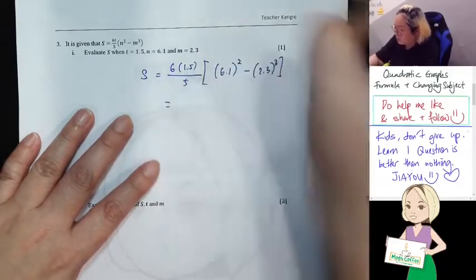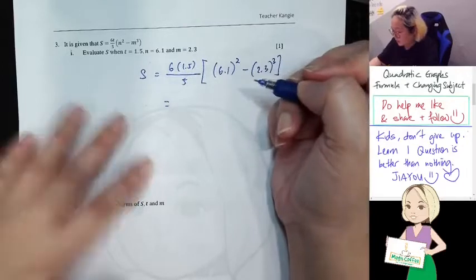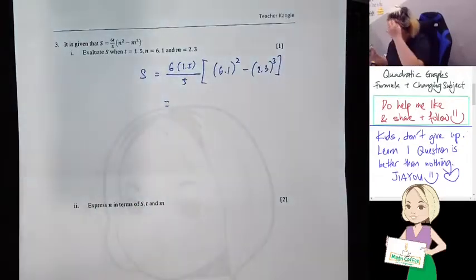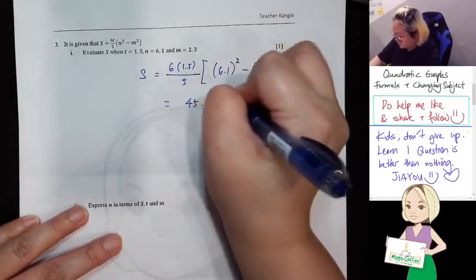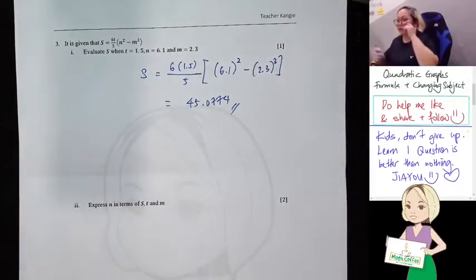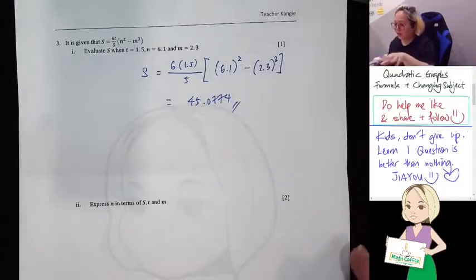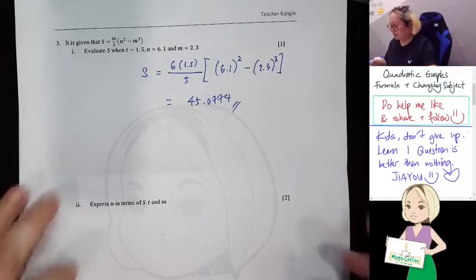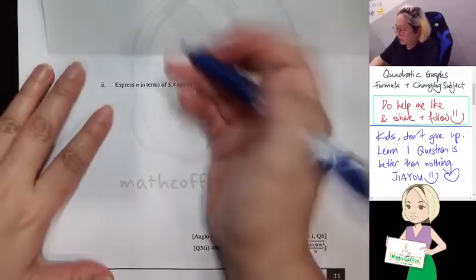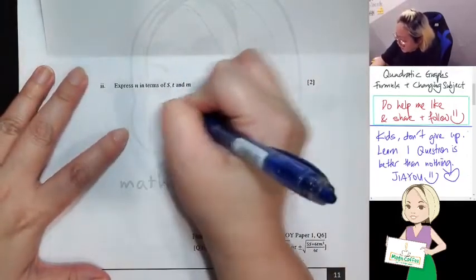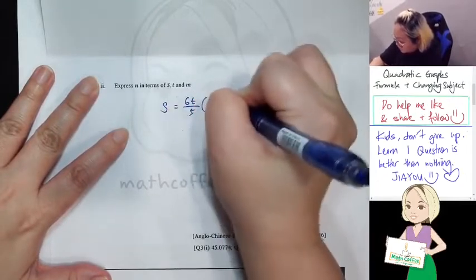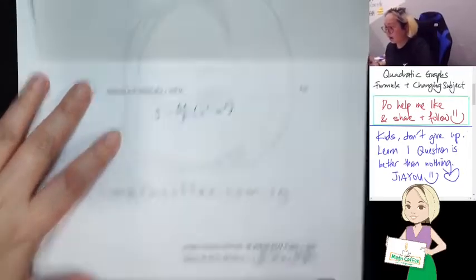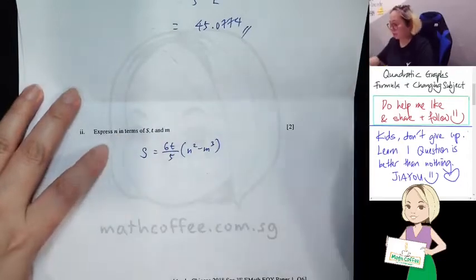So this one, press calculator and I will get 45.0774. This one is very straightforward. I want to focus on changing subject. This one is sub value only, I think 9 out of 10 students can do it. So now over here, S is equals to 6t over 5 n squared minus m cubed. Now my objective is to make n the subject.